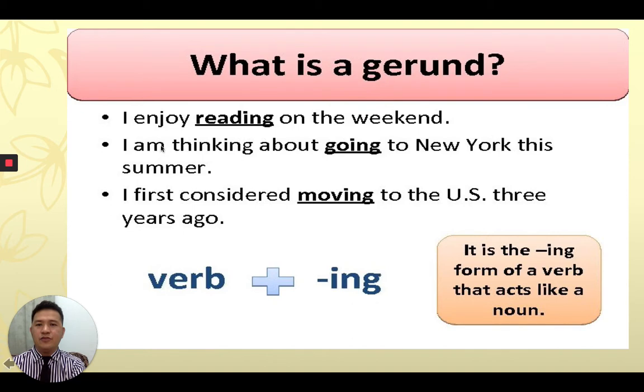Examples: I enjoy reading on the weekend. You have here reading as our gerund. We use here the verb enjoy. Notice, once you use the verb enjoy, it is always followed by a gerund. Another, I am thinking about going to New York this summer. We have here the verb thinking about. It is also followed by a gerund. Lastly, I first considered moving to the US 3 years ago. The verb considered is also followed by moving, which is a gerund form.